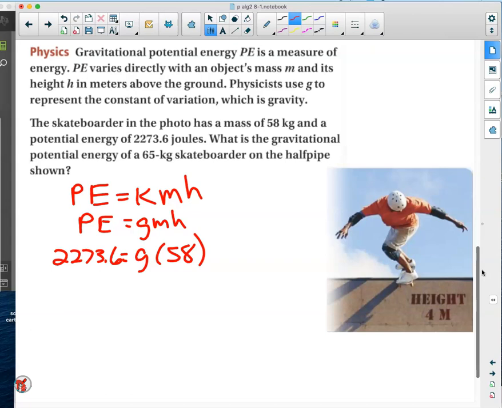What is the gravitational potential energy of the 65 kilogram skateboarder on the half pipe shown? Well, we're missing something. We're missing H. It's in the picture. Yeah, we have to look at the picture. H is, it said, right up there, height in meters above the ground. Oh, it's 4.